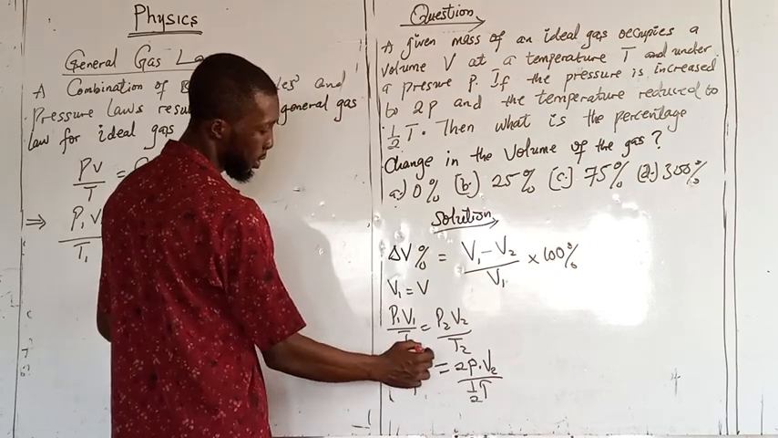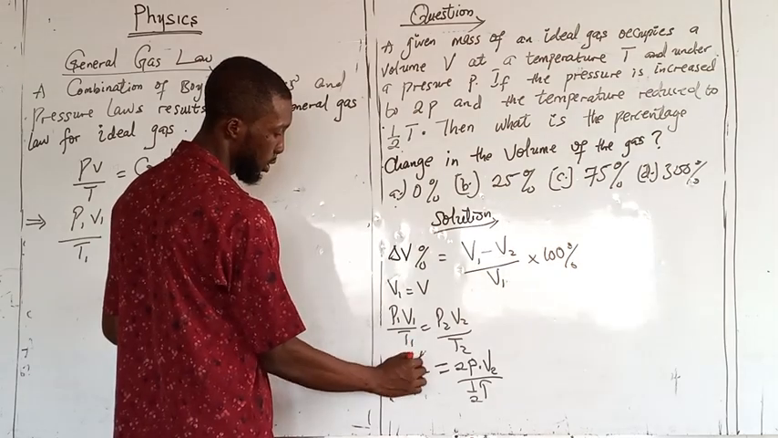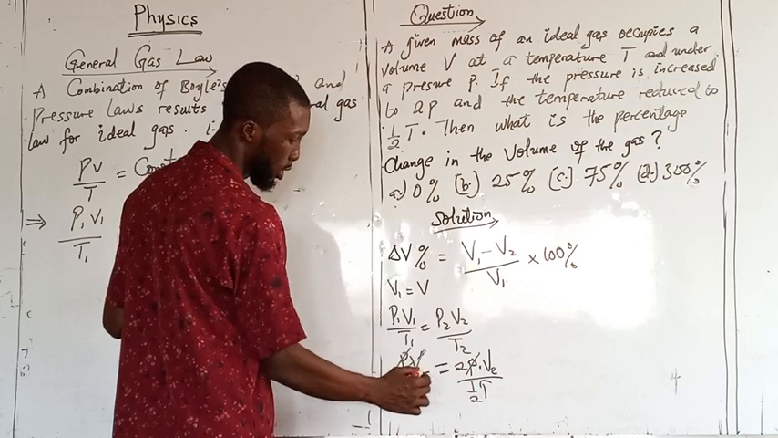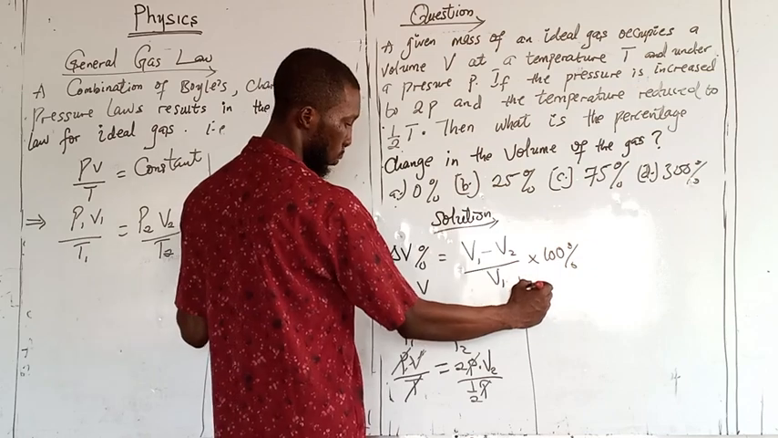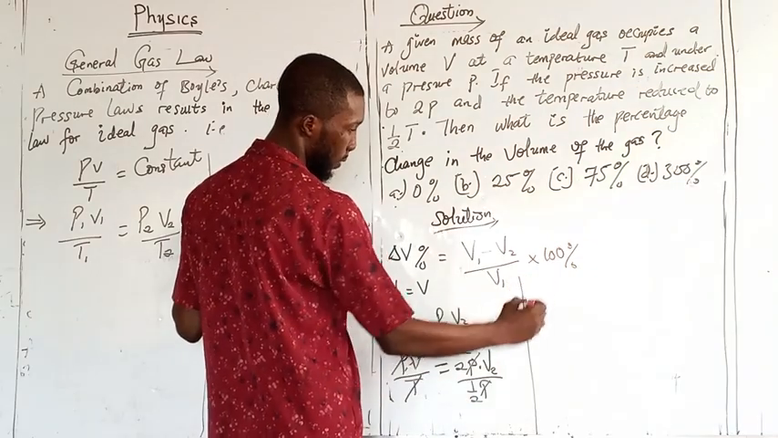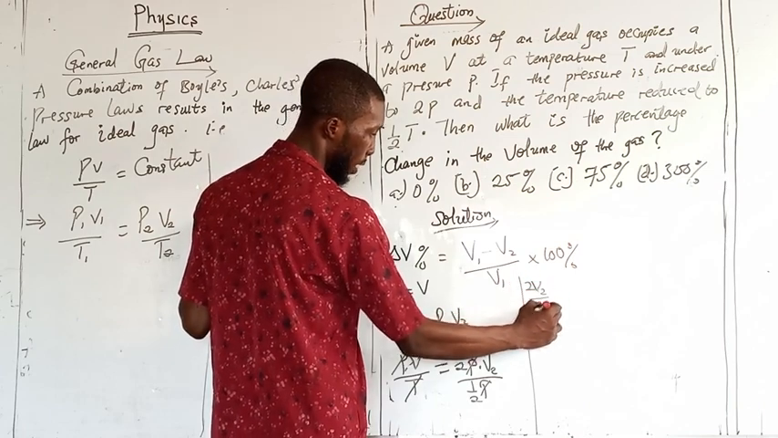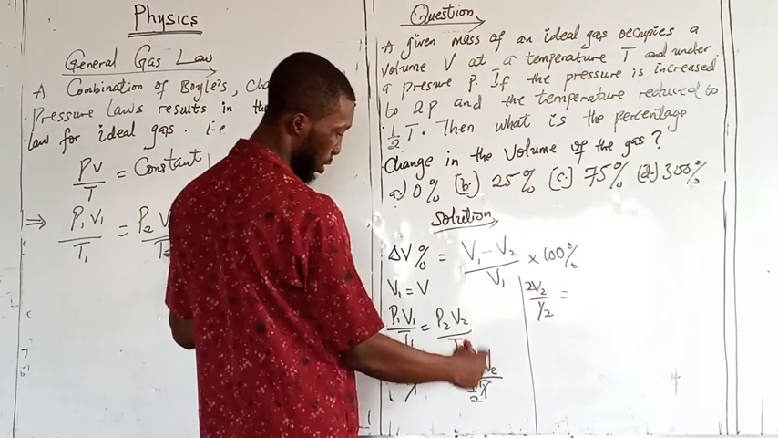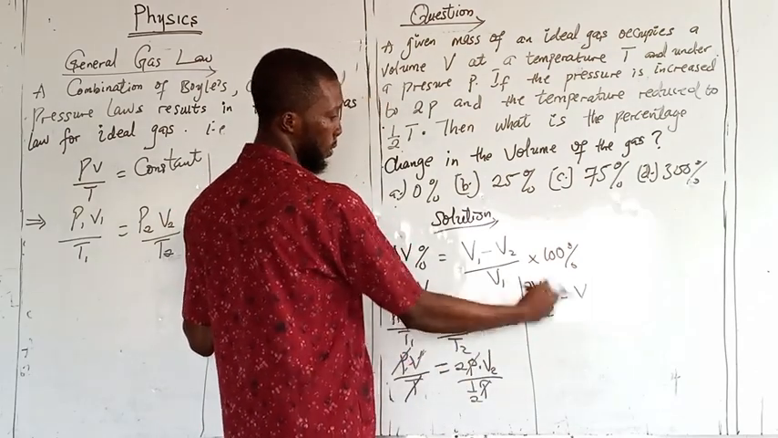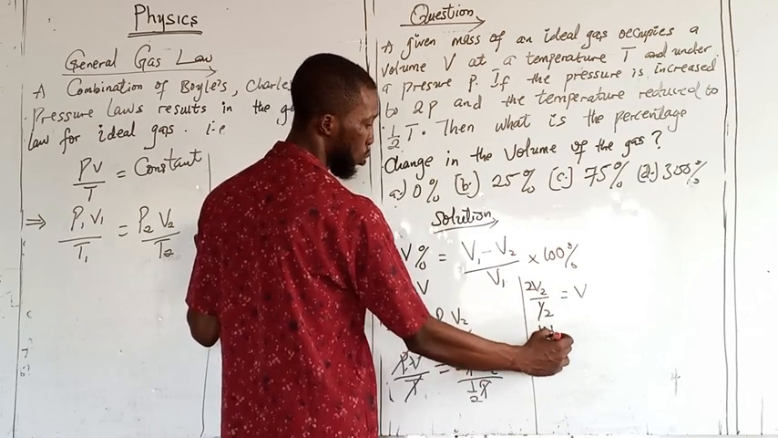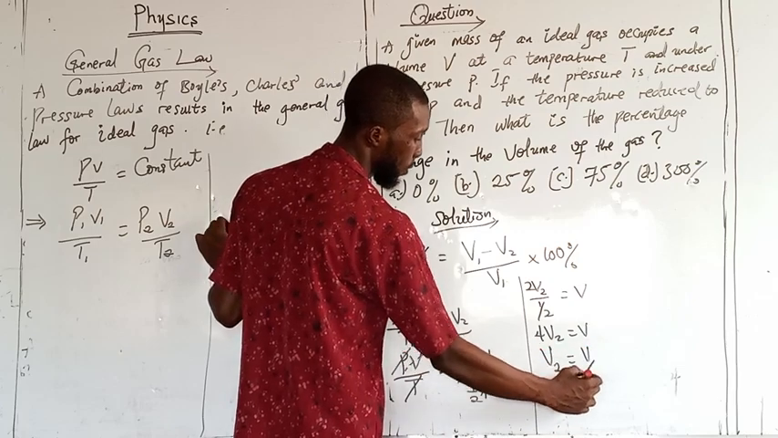So clearly, this P cancels this P. The T here also cancels T. So we'll be left with V equals 2V2 all over a half. So this becomes 4V2 equal to V, which means that V2 is simply V over 4.